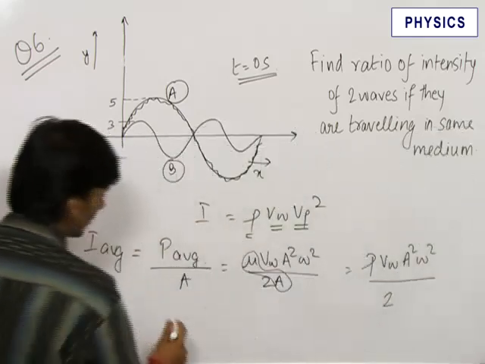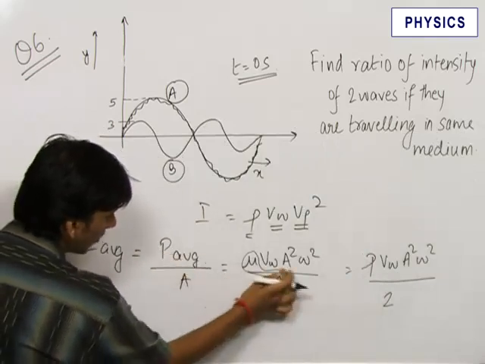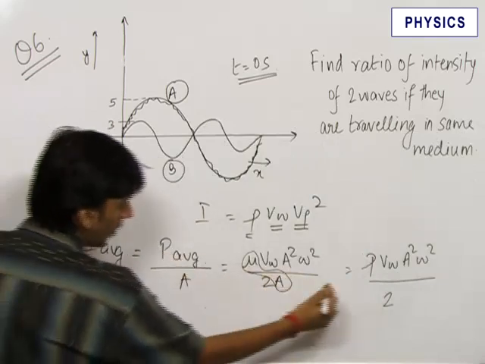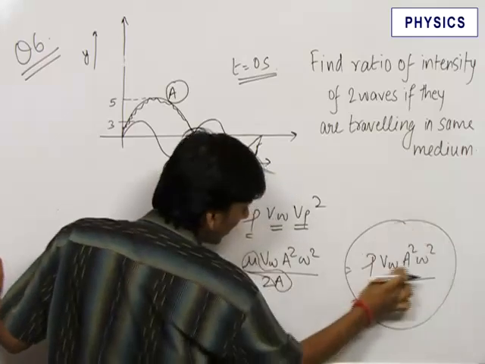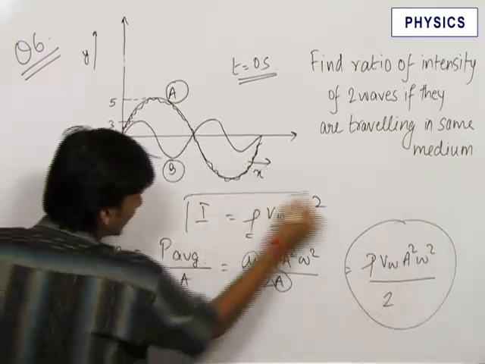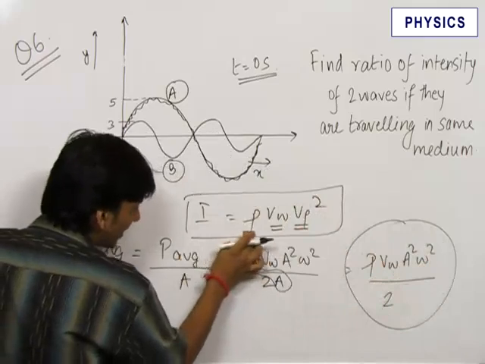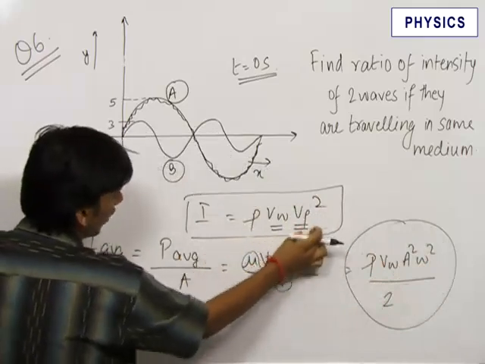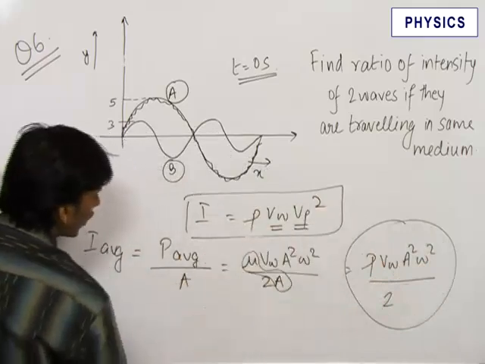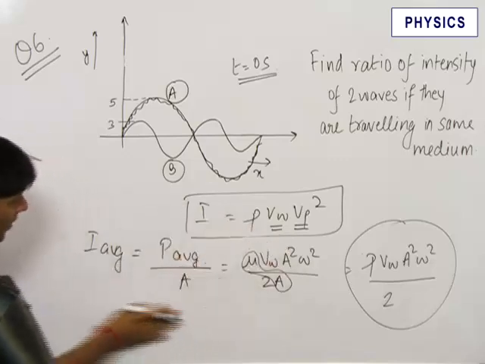You should remember all these formulas. The formula for average power is equal to mu VW A square omega square by 2. The formula for average intensity also you should remember: rho VW A square omega square by 2. And this is the intensity at any point of time, at any point, that is equal to rho VW into velocity of particle whole square. VW is the velocity of the wave. You should remember these formulae.